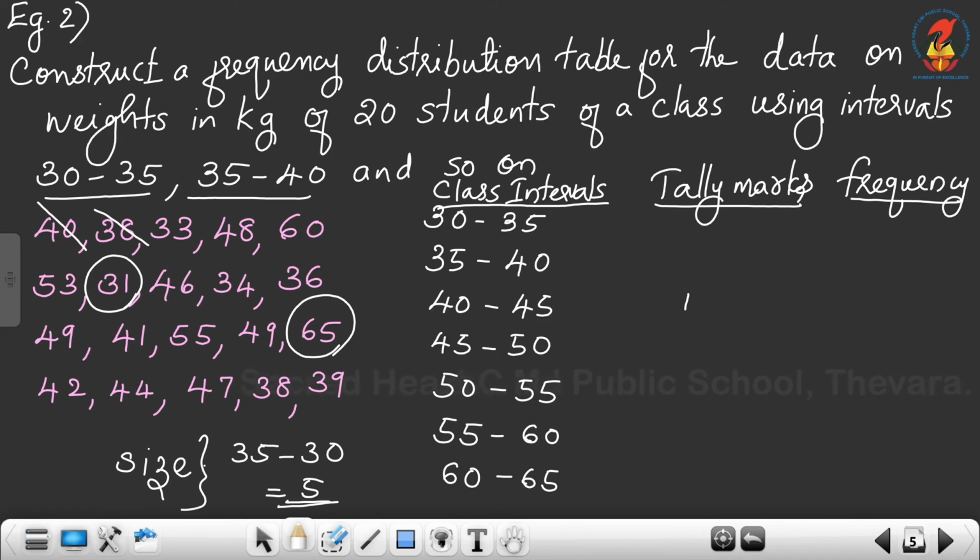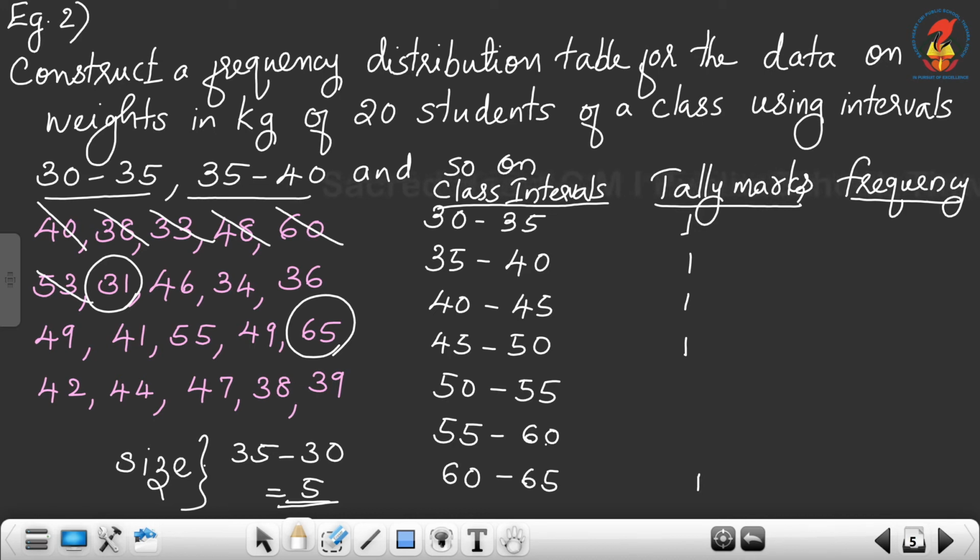Then 38, 33, 48. 48 will come in the group 45 to 50. Then 60, where will you mark 60? You have to consider which group, 55 to 60 or 60 to 65. 55 to 60 means all the observations below 60; 60 won't come in that group. So you have to mark 60 in the group 60 to 65.